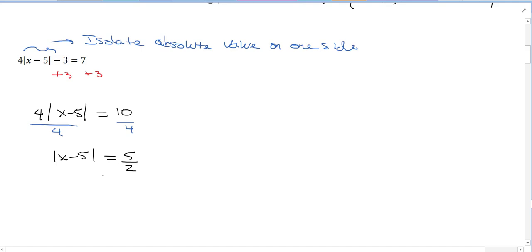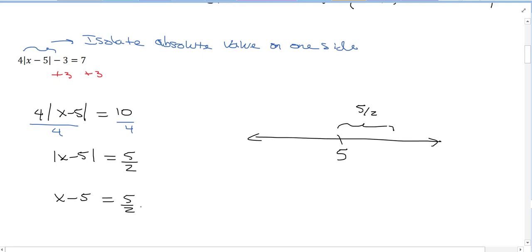So this is the fraction that we get. Now, absolute value equations give us the distance. This represents the distance between x and 5 is 5 halves. So we want to find what value of x gives us a distance of 5 halves. Back in this section of chapter 1 when we did absolute value, I want you to think of the number line. This says the distance between x and 5 is 2.5, if you change 5 halves to a decimal. So we want to know where x is. We could move to the right 5 halves, a distance of 5 halves. That would be saying x minus 5 is 5 halves.